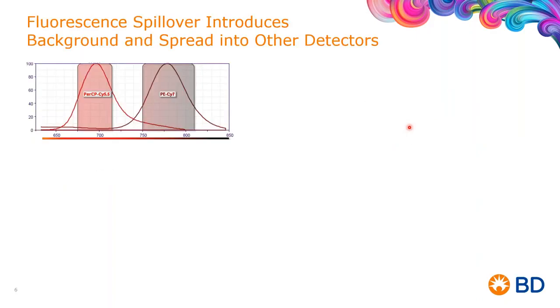So again, let's start from the basic concept of fluorescence spillover. Fluorescence spillover is technically the spectral overlap of the emission curve of one dye into the emission curve of another dye. If you look at PerCP-Cy5.5, you will see that there is spillover, there is overlap in this area. That is the area of conventional flow cytometry where we detect the signal of PE-Cy7.